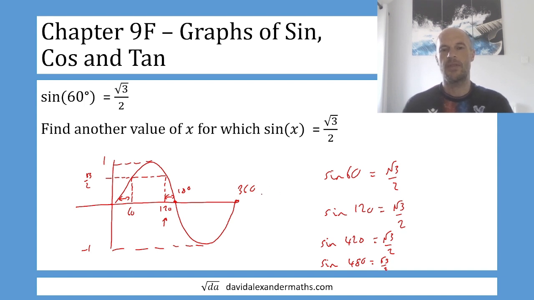So we need to remember that there are an infinite number of values that when I sine them, I'll get root 3 over 2. It just depends on what range we're looking at. If we're looking at just between 0 and 360, there are two values that will give us root 3 over 2. One of them is 60, and the other one is 180 take away 60, which is 120.